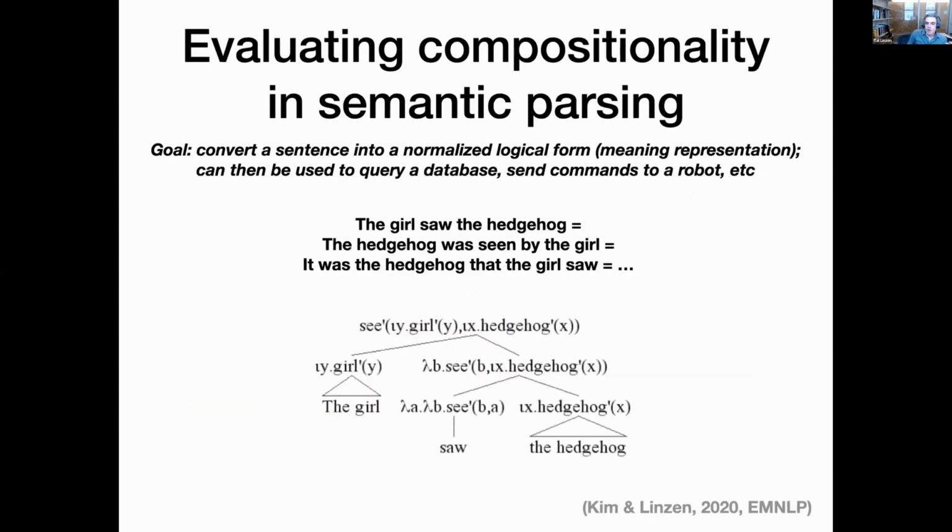So we tested both kinds of generalization in a semantic parsing test. So in semantic parsing, it's like a sequence-to-sequence task. Basically, the goal is to take an English sentence and convert it into some sort of normalized logical form that abstracts away from all of the different ways of saying the same thing, basically. And then you can take that logical form and use it as input to query a database or operate a robot or Alexa or whatever you need to operate.